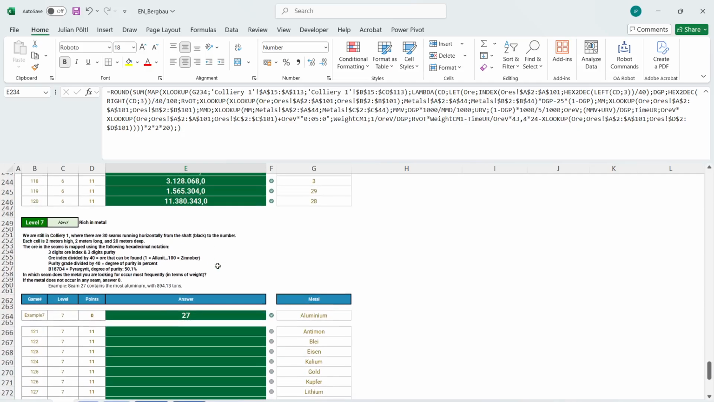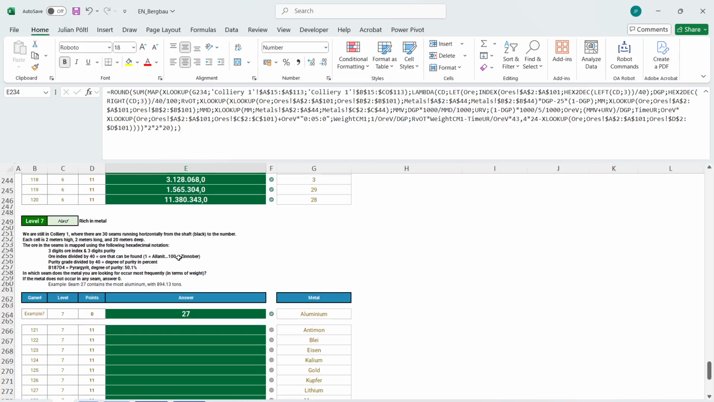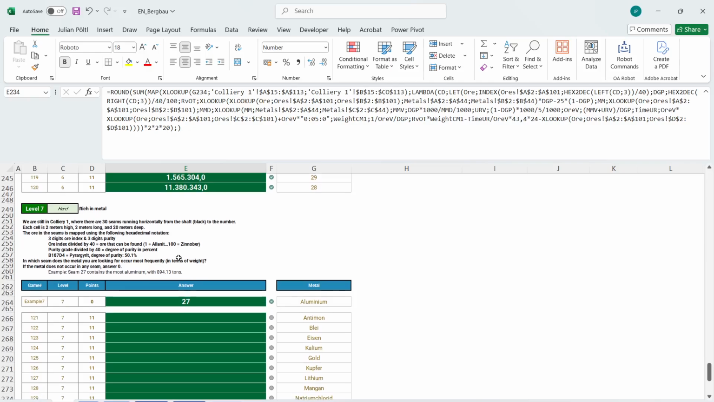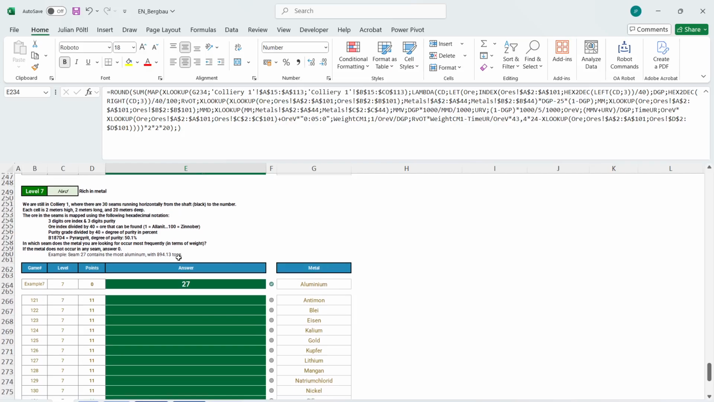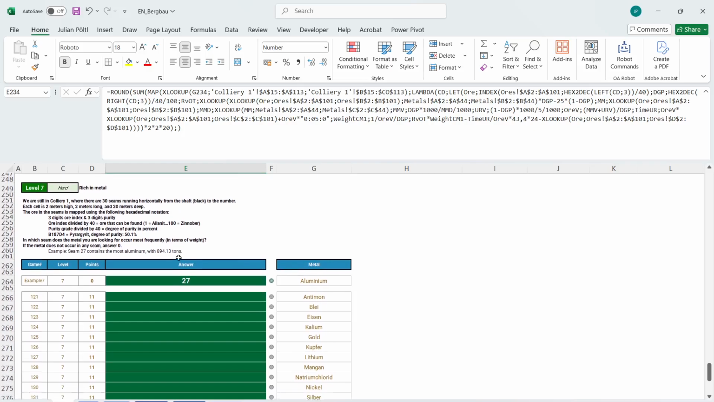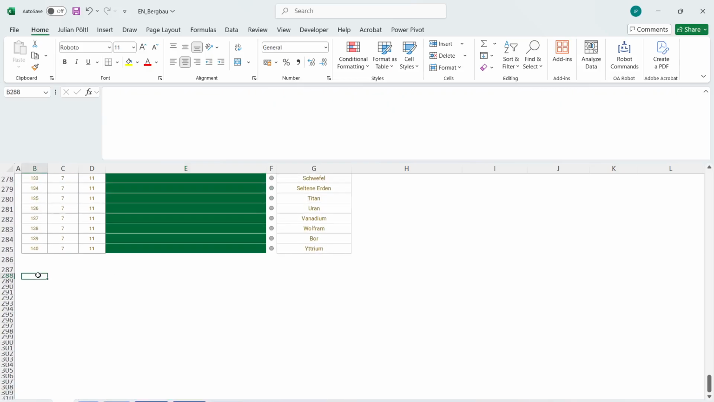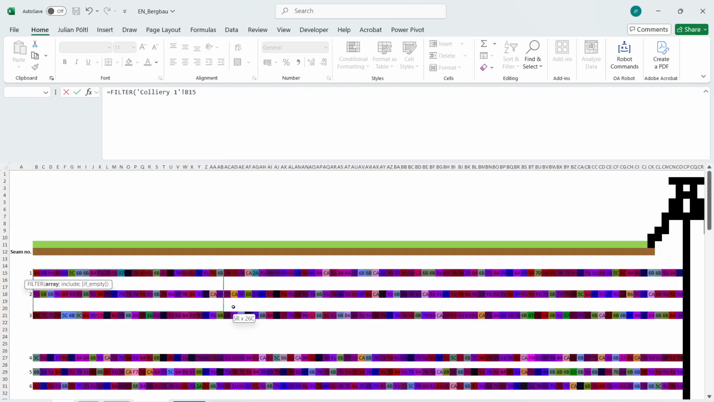Okay, level 7. So we're still in this colliery, and the question is now, which metal occurs there in which seam most often. This might be quite easy because I can basically first filter this here.